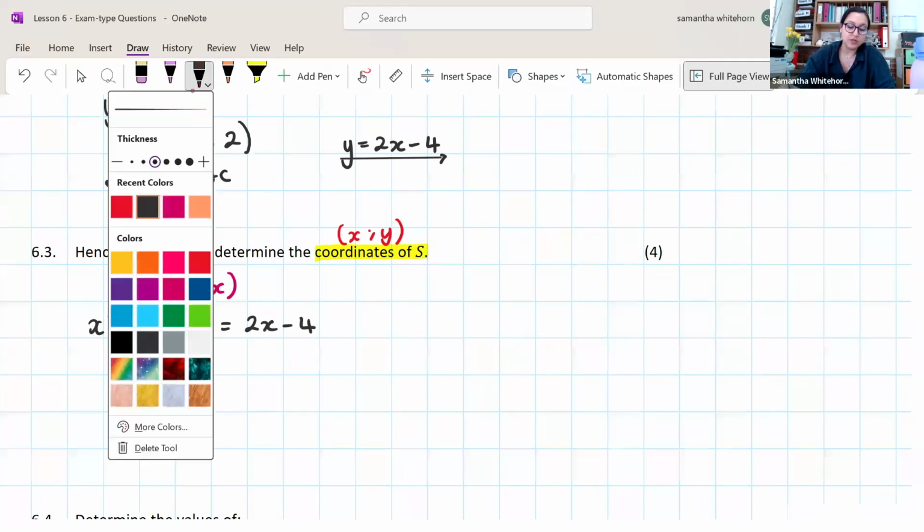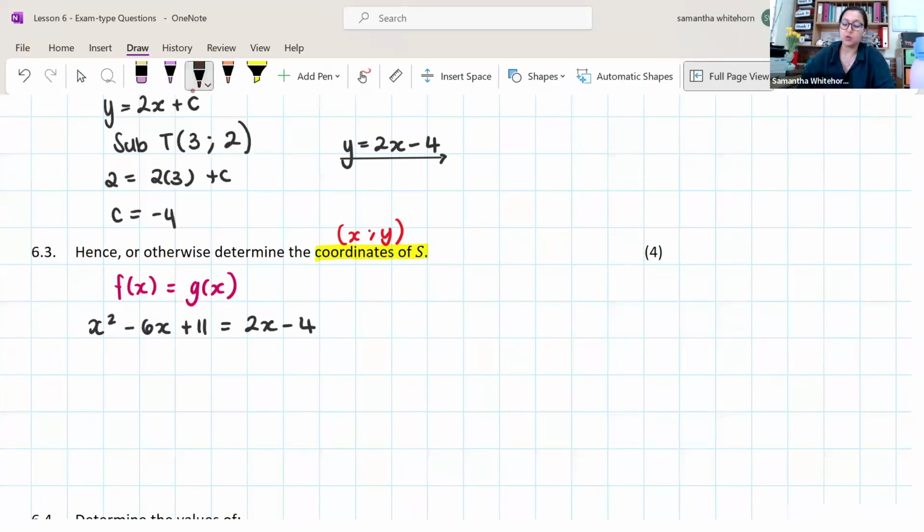Right, so I'm going to give you 2 minutes. I want you to solve this equation, and I want you to tell me what your coordinates of S are. You maybe need more than 2 minutes, but I'm going to give you some time. I want you to solve this equation and tell me what S's coordinates are.